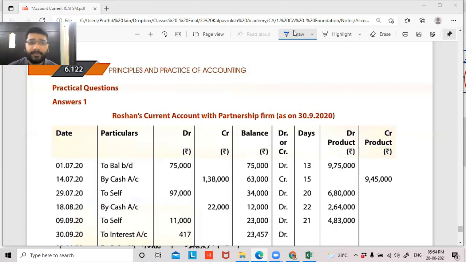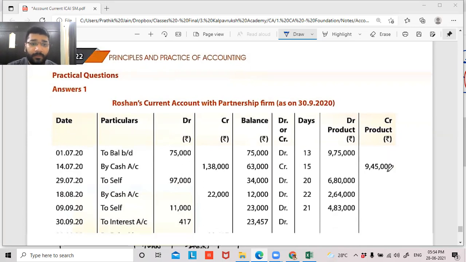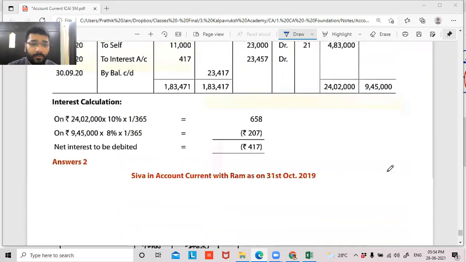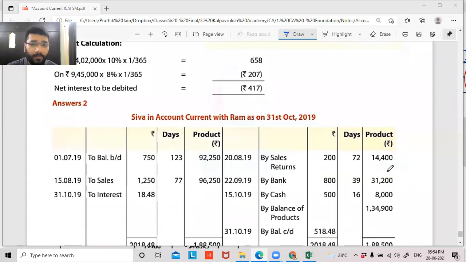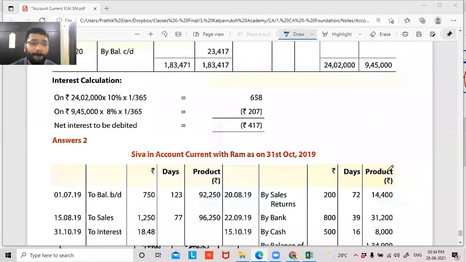Sir? Yes. Sir, one doubt, sir. In your screen, can you come a bit down, sir? Sorry? You're sharing your screen now, sir. Come a bit down, sir. In the interest calculation, sir, it's 658 minus 207. How is it 417, sir? It should be 451, no, sir? 658 minus 207 is 451.